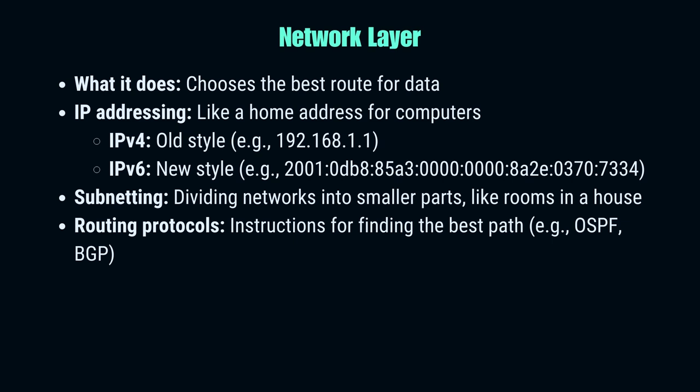A key device at this layer is the router. Routers use complex algorithms to determine the best path for each packet based on factors like network congestion and connection speeds. The most common protocol at this layer is IP, Internet Protocol. There are two versions in use, IPv4 and IPv6. IPv6 was developed to address the shortage of available IPv4 addresses as more devices connect to the Internet. With our data now packaged and addressed for its journey, let's move up to the transport layer to see how it ensures our data arrives intact and in the right order.